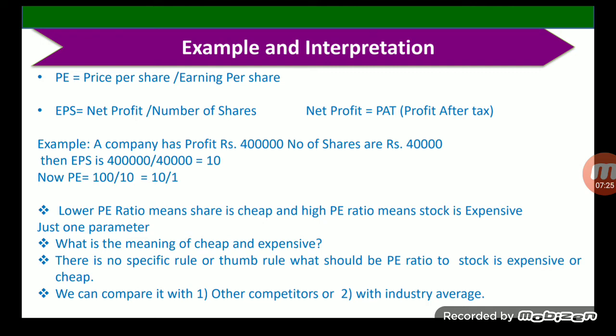There is no ideal rule such that if the P ratio is below 15, then the stock is cheap, and if it is above 15, then the stock is expensive. So what should we do? We can compare it with two parameters. Number one is the P ratio of other competitors. Suppose we discuss the example.